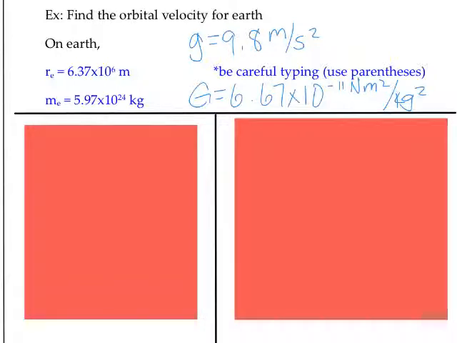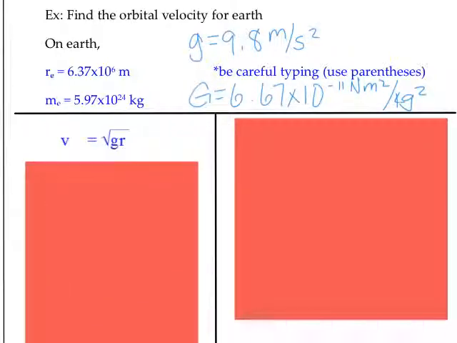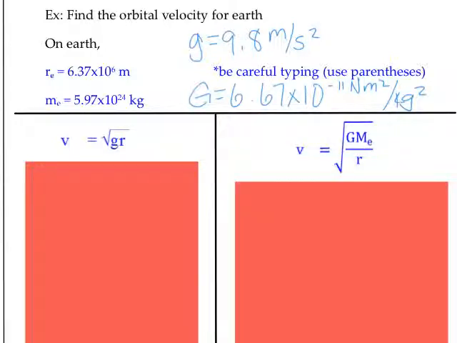So pick one of the two formulas. You can either plug in and do the square root of little g times r, or you can try the gravitational constant times the mass of the Earth divided by the radius. So try each of these and see what answer you get for both of those.